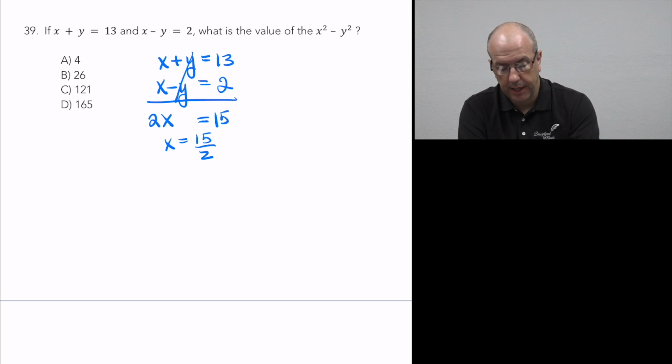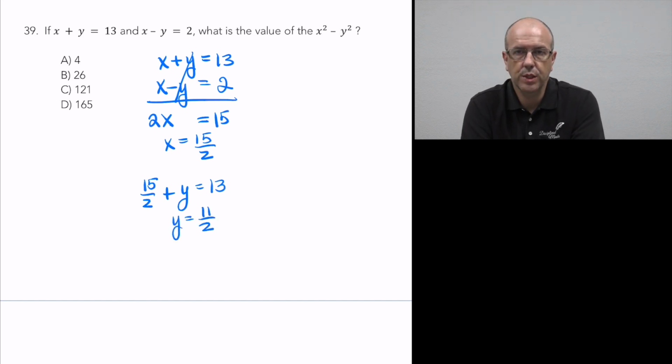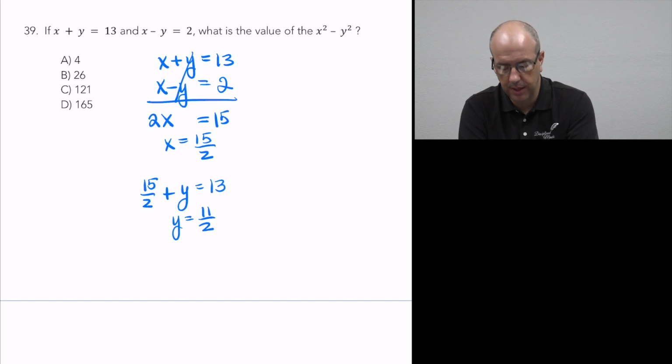And if I plug that back into either one of these expressions, let's do this, 15 over 2, I'm going to plug it back into the first expression, x plus y is equal to 13, then I'm going to get y is equal to 11 over 2. Now, of course, I'm skipping some steps here because I want you to work on that on your own.